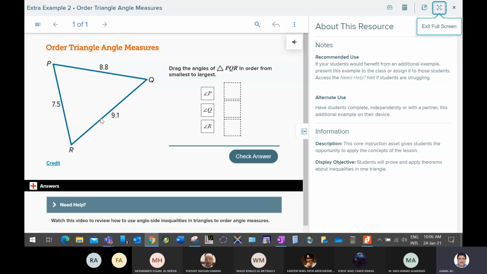Here, what is the smallest side, Riyadh? Side PR. What is the opposite angle of it? Q. So I put the angle Q at the first order. What is the second side in the same order? PQ. What is the opposite angle? R. Okay, the third side, RQ. What is the opposite angle for it? P.